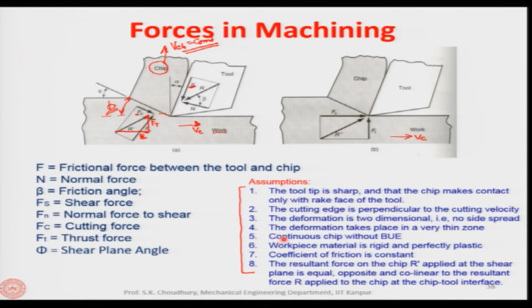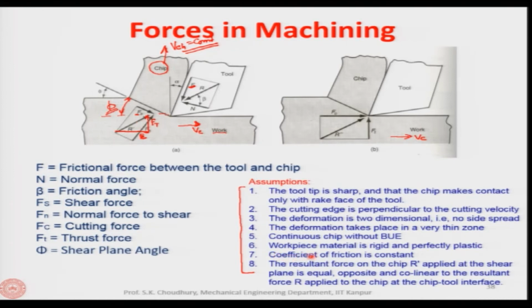Fifth assumption is the continuous chip without the built up edge formation. If it is not a continuous chip, of course, this mechanism or this model will not be valid. Sixth assumption is the workpiece material is rigid and perfectly plastic. Here I have said that if it can be assumed to be a perfectly plastic and rigid body moving at a constant velocity, then only r and r prime will be opposite, collinear and equal.